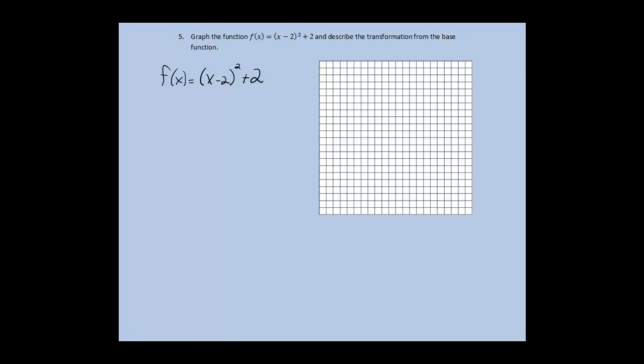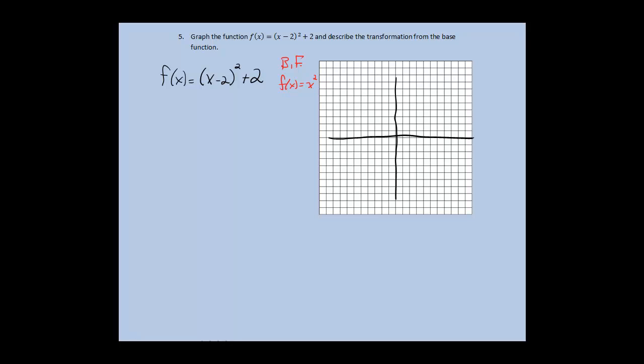So here we have to recognize our base function. Our base function is just going to be f of x equals x squared. So that's just going to be a quadratic. Nothing too crazy, but we're going to have a quadratic. I'm going to draw this in black. I'll draw my axes in black, and try my best to draw as vertical as I possibly can. And then here will be my x-axis.